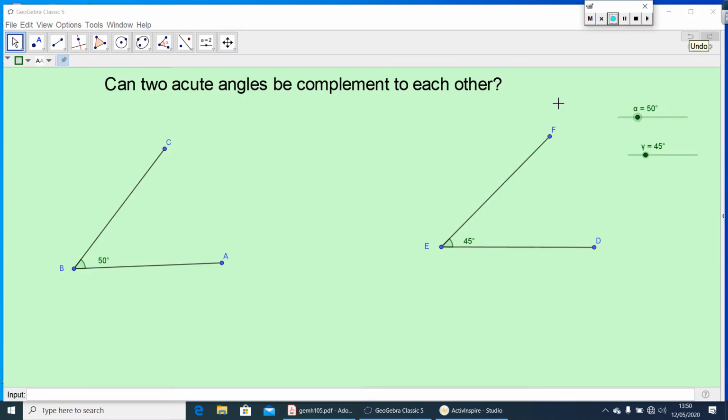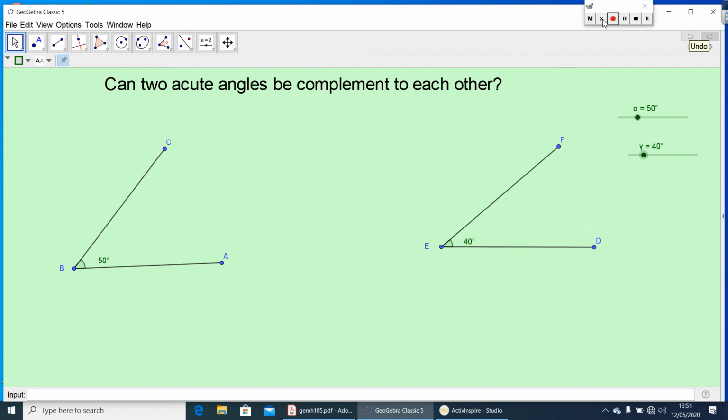Now I have a question for you. Can two acute angles be complement to each other? Here ABC is an acute angle, because acute angle means it is less than 90 degree. Now you can take EF 40 degree. Now it can be complement, 50 plus 40. So two acute angles can be complement to each other.